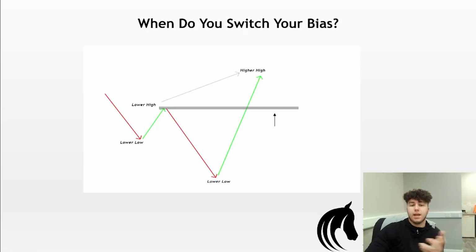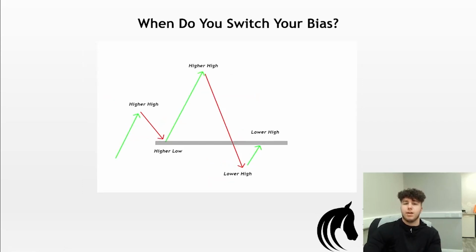When do you switch your bias? So you can see lower low, lower high, price created a lower low. You might be assuming price is going to make a lower high, but then price slams through and then creates a higher high, meaning this high right here is higher than the previous one when you were sell bias. Now that has happened, you are potentially going to change your bias, look for buys, and you could potentially get in at the start of a really nice trend.